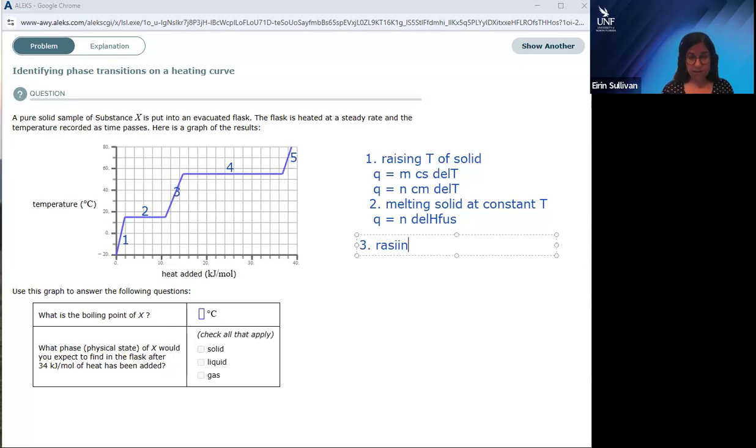Stage three is raising the temperature of what has now been melted, a liquid. So you're going to treat it in the same way that we did for stage one. You're going to use the specific or the molar heat capacity of that liquid. So Q equals m Cs delta T, or alternatively Q equals n Cm delta T if you've got the molar heat capacity. All right, so what's happening at stage four?